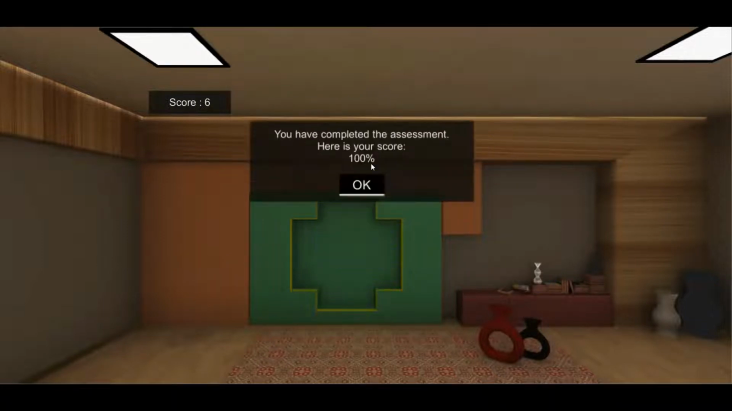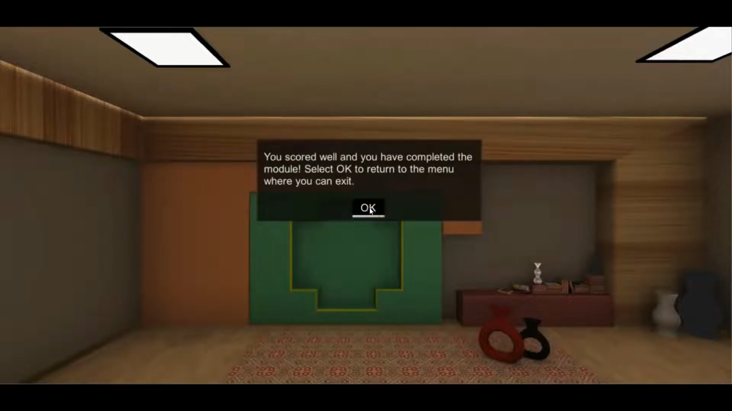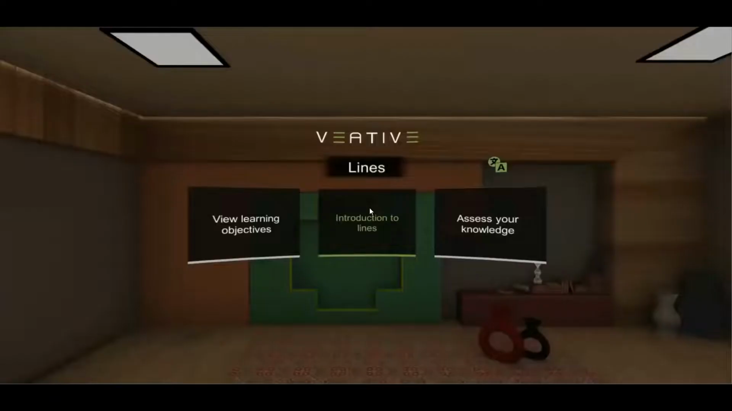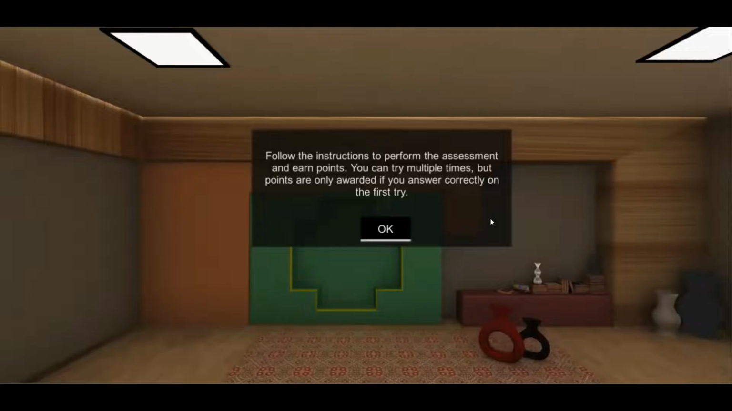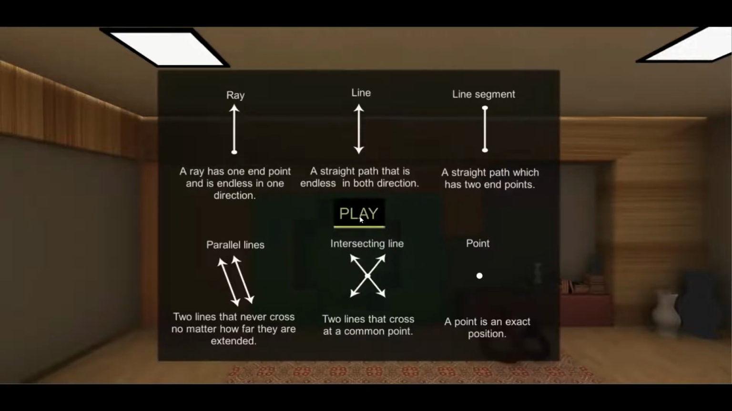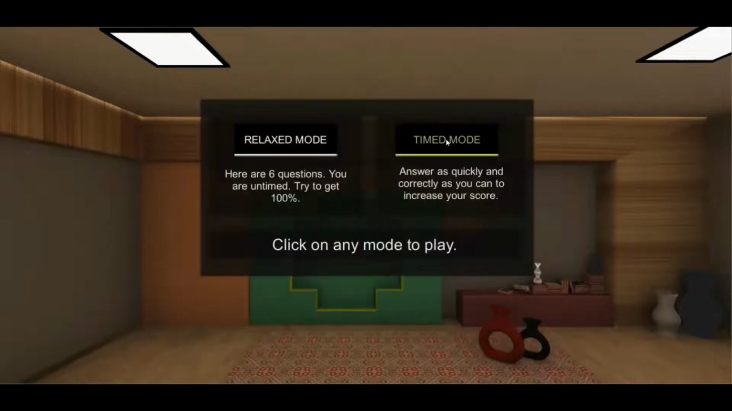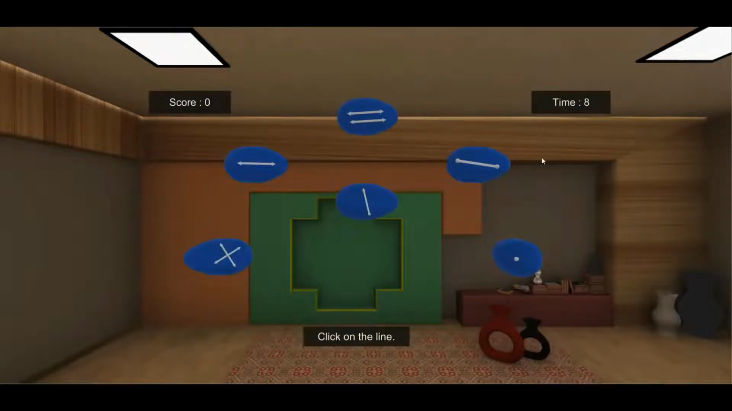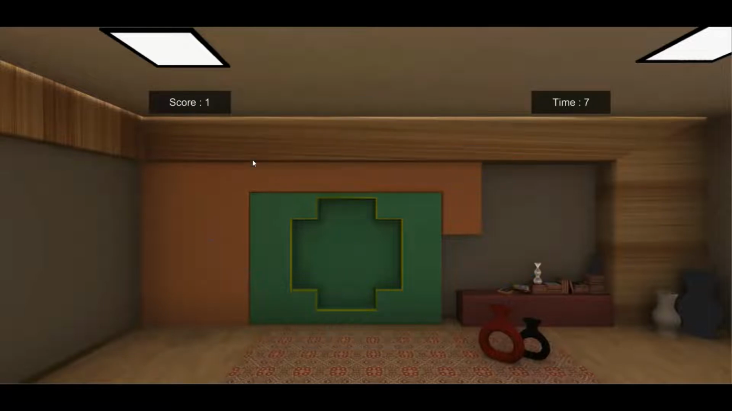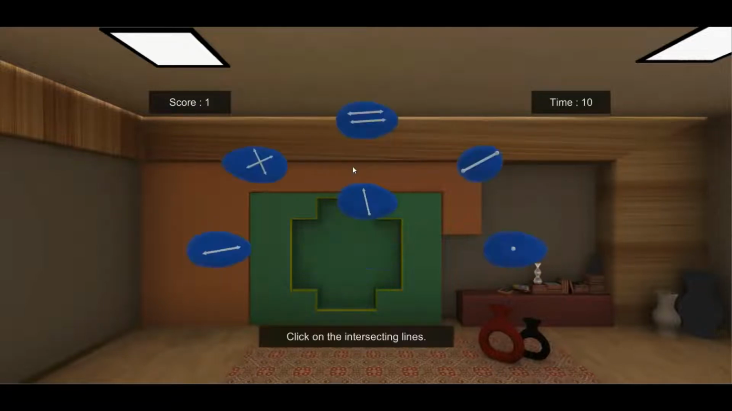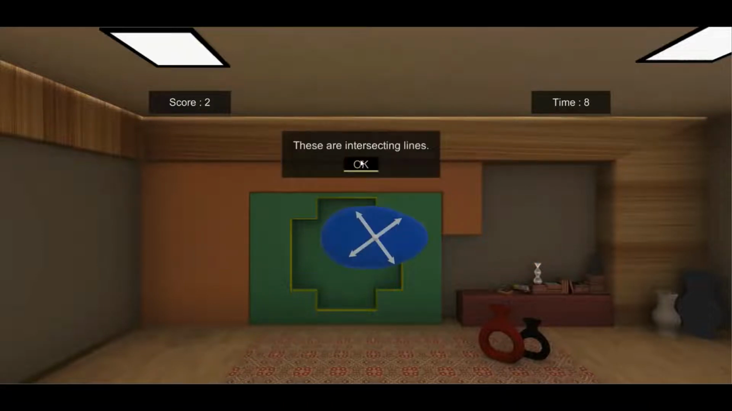You have completed the assessment. Here is your score. You scored well, and you have completed the module. Select OK to return to the menu where you can exit. Good job. Now let's go back to assess your knowledge and try timed mode. Click on the line. Which one's a line? Quick, quick, quick. Okay. Right. This is a line. Click on the intersecting lines. Right. These are intersecting lines. Click on the ray.